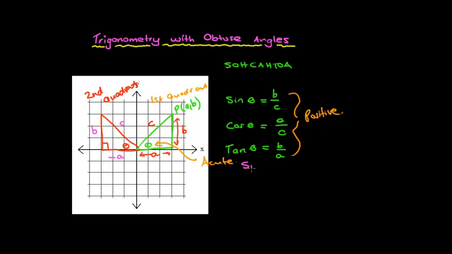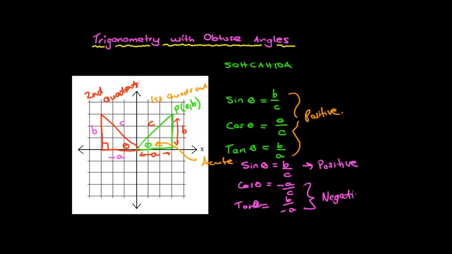So if we look at our sine values for the second quadrant, our sin is B over C. Our cos is our adjacent, which is minus A over C. And our tan values for theta is opposite over adjacent, so B over negative A. And what you're going to notice is that in the second quadrant, sine is still positive. However, our cos and tan values are actually negative.